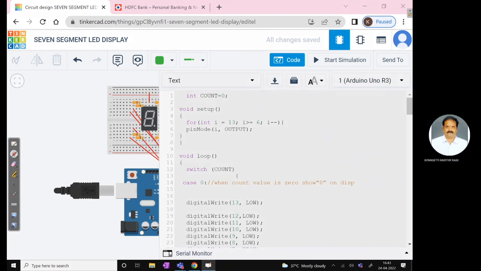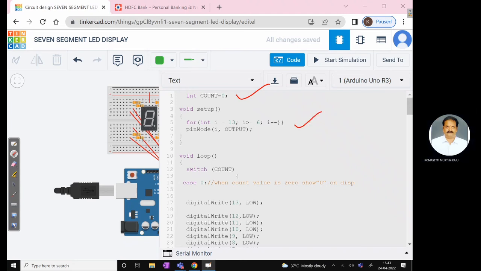Initially, count is equal to 0. The digital pins 13, 12, 11, 10, 9, 8, 7, 6 of the Arduino board are defined in this fashion.